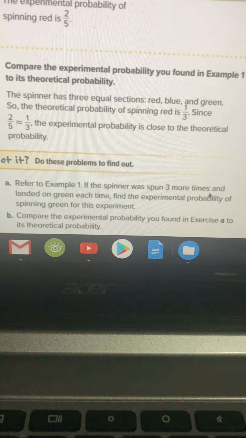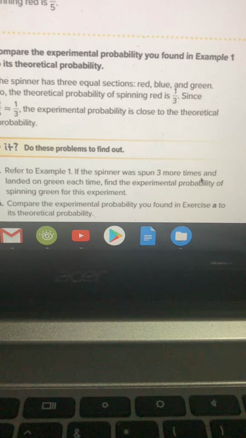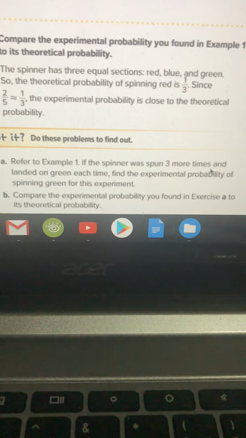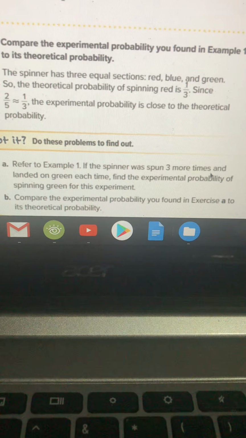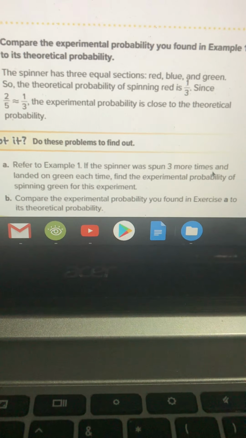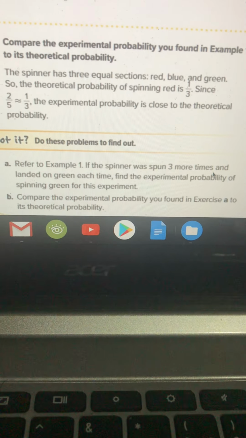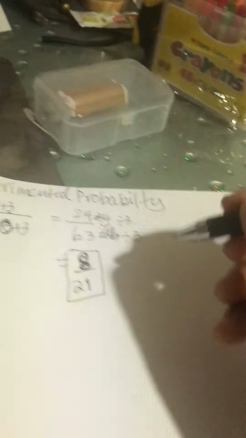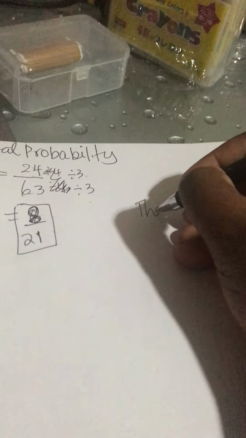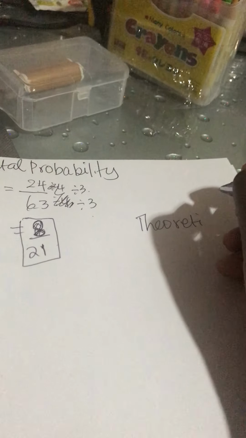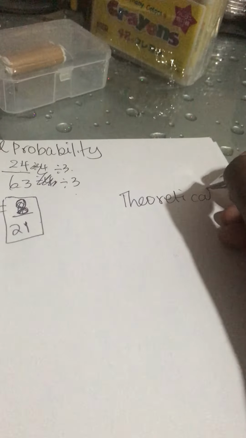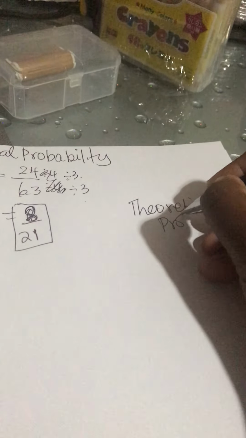Now compare the experimental probability in exercise A to the theoretical probability. So now we need to do theoretical. Theoretical. How do I spell theoretical? Yes, I spelled it correctly. Theoretical probability.